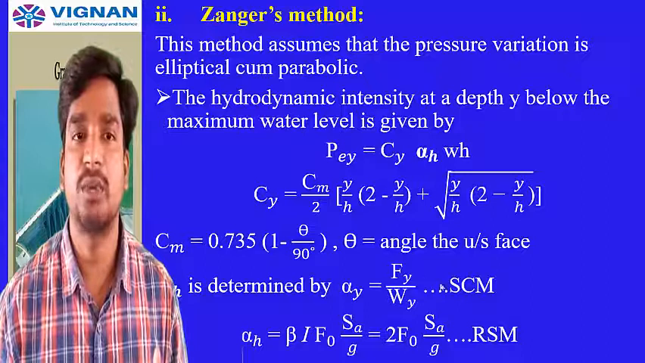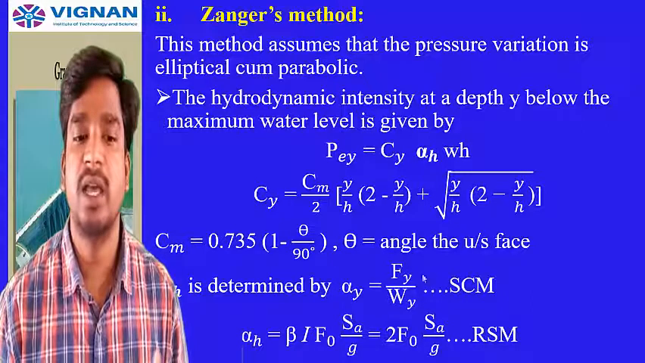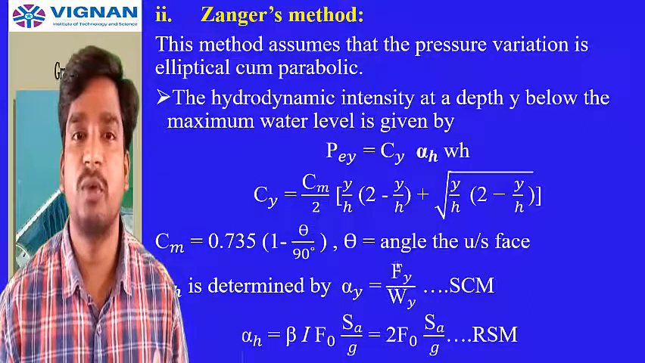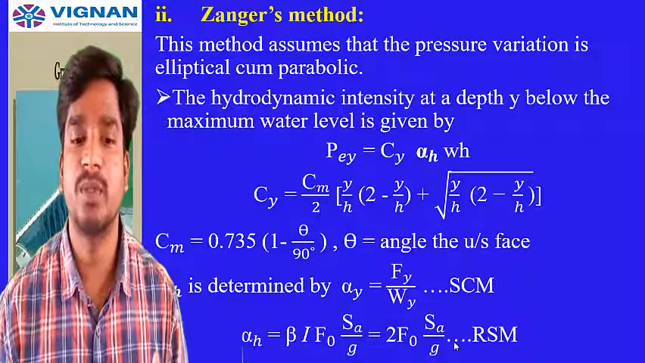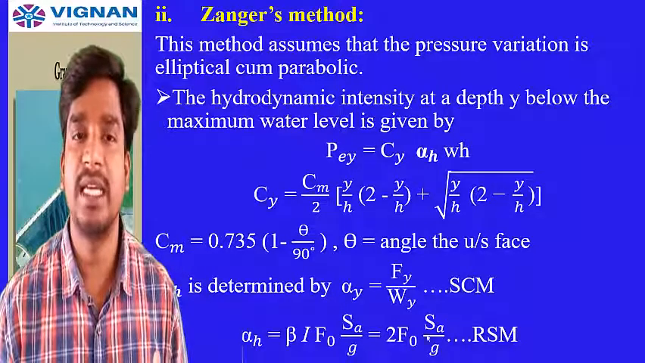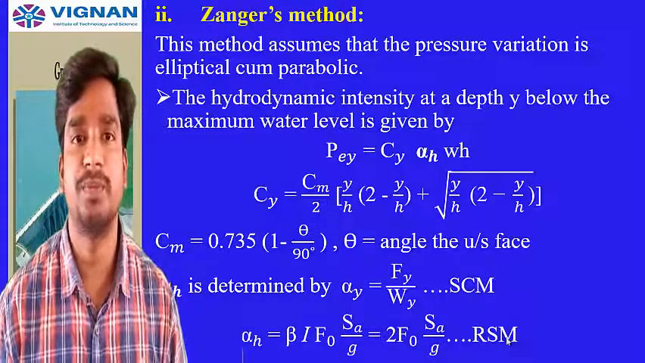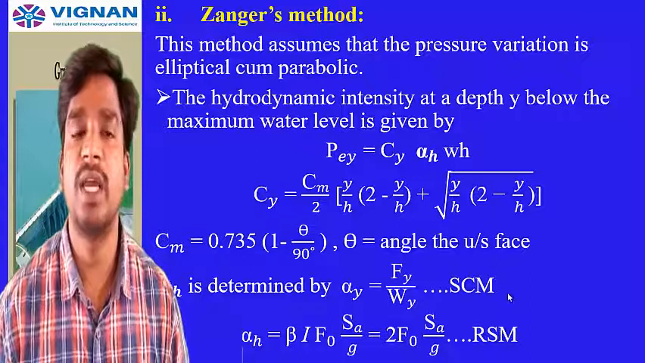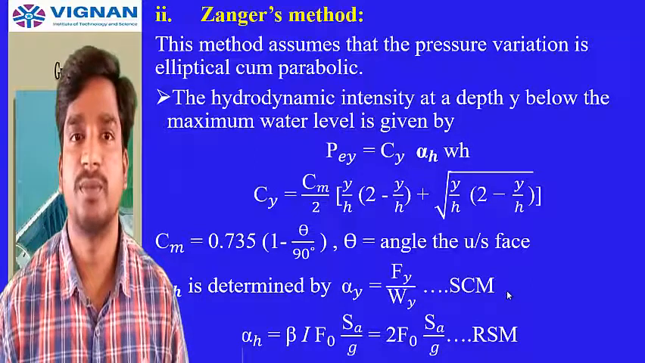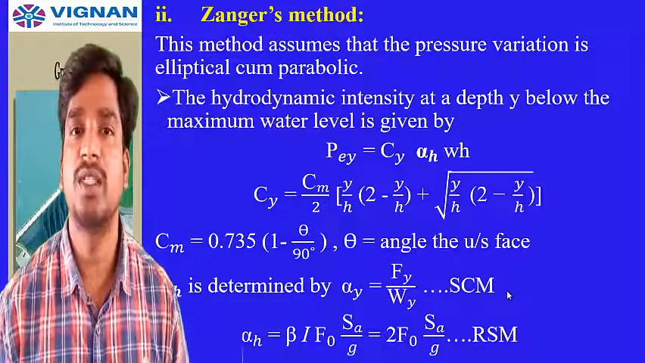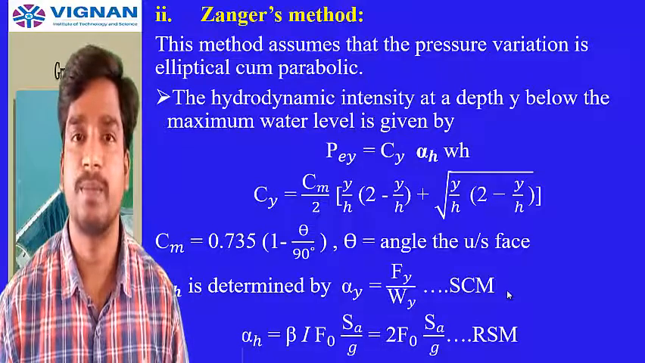By using the seismic coefficient method, the value is alpha h is equal to Fy by Wy, whereas by using the second method, alpha h is equal to beta into I into F naught into Sa by G, which you can simplify as 2 F naught into Sa by G. This is by using the response spectrum method. So this is how you can compute the hydrodynamic pressure, which is created due to horizontal earthquake acceleration.